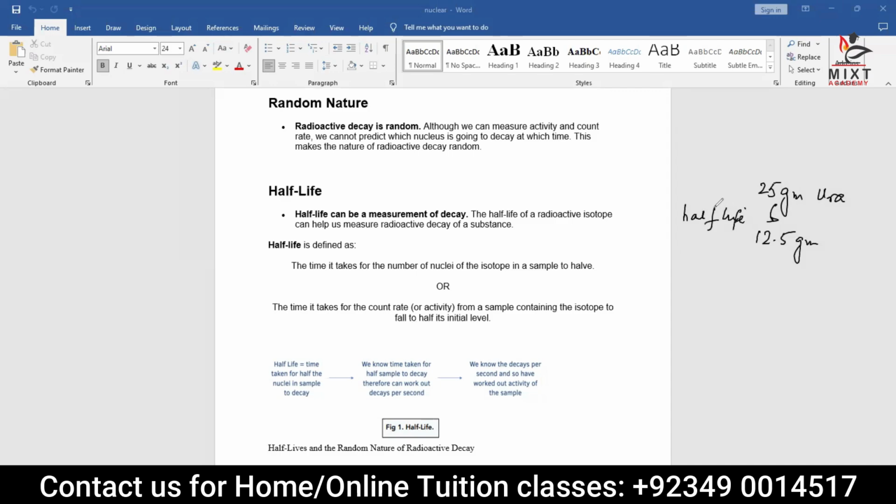half-life. So here the definition of half-life is written. I want you to write it down. Half-life can be the measurement of the decay. The half-life of a radioactive isotope can help us measure radioactive decay of a substance. And what is the definition? The time it takes for the number of nuclei of isotopes in a sample to halve.